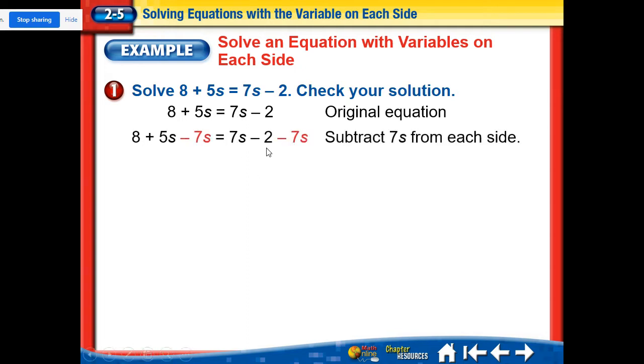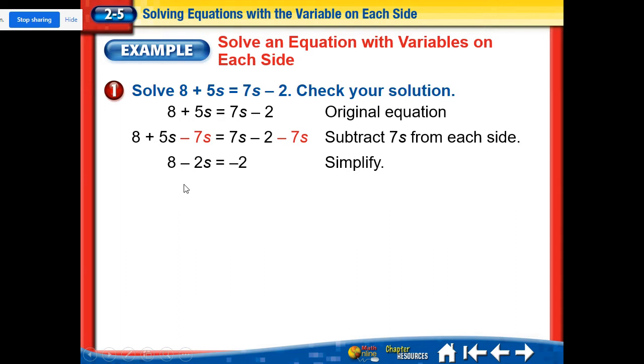All right. So I need to move it over. So it's a positive 7s. So to get rid of a plus 7, I have to minus 7. When I minus the 7, I get negative 2s. 5 minus 7 is negative 2. So I move the variables over. Now I have to move this number over. So again, this negative goes with the 2, not with the 8. The 8 is a plus.